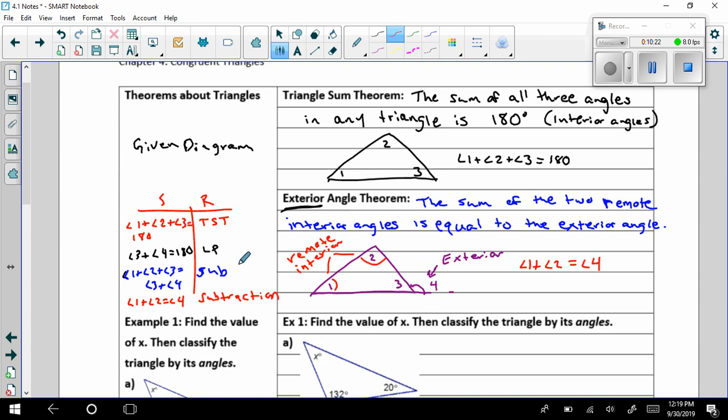Okay, so that's what the proof for that would look like. So that's where that comes from: the relationship between 3 and 4 and the relationship between 1, 2, and 3 are all the same.